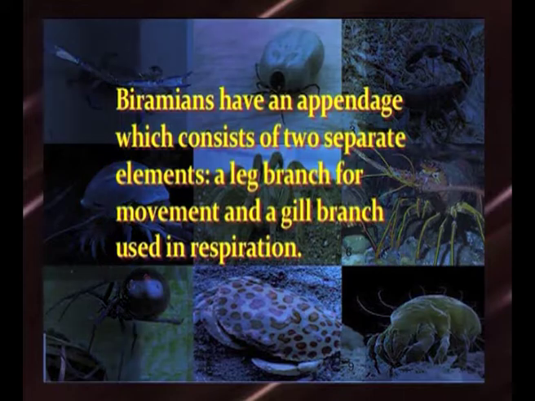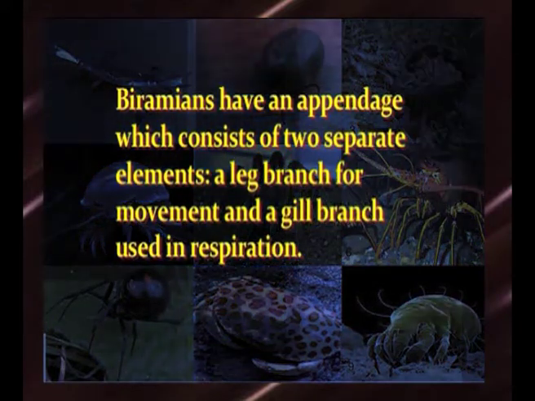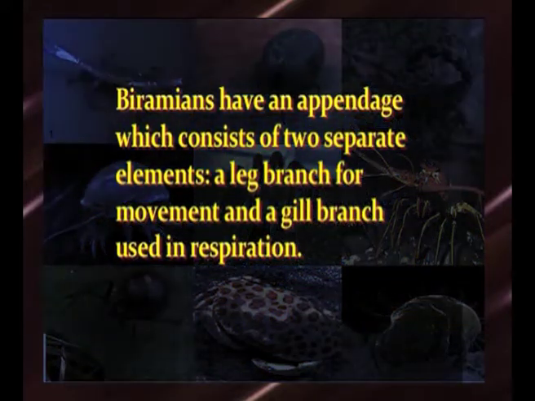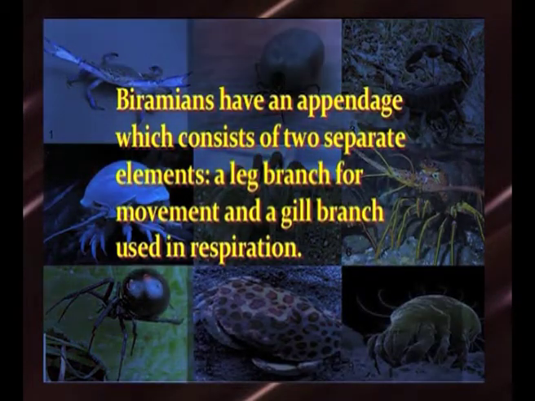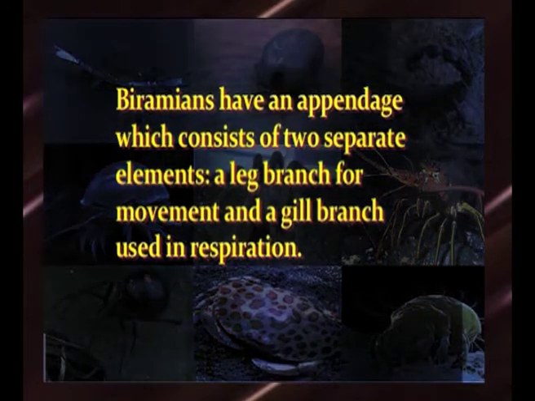Uniramians, or arthropods with single-branched appendages, retain only a walking and swimming leg. Biramians have an appendage which consists of two separate elements, a leg branch for movement and a gill branch used in respiration.